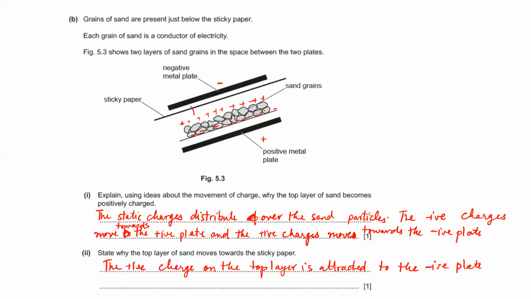So basically these charges move in this direction, and when they move in this direction, they are caught by the sticky paper, positive charges, thereby getting stuck to the sticky paper. Okay, so these positive charges basically move towards this negative plate, and since the sticky paper is moving in this direction, they just are stuck to it and they are taken out.